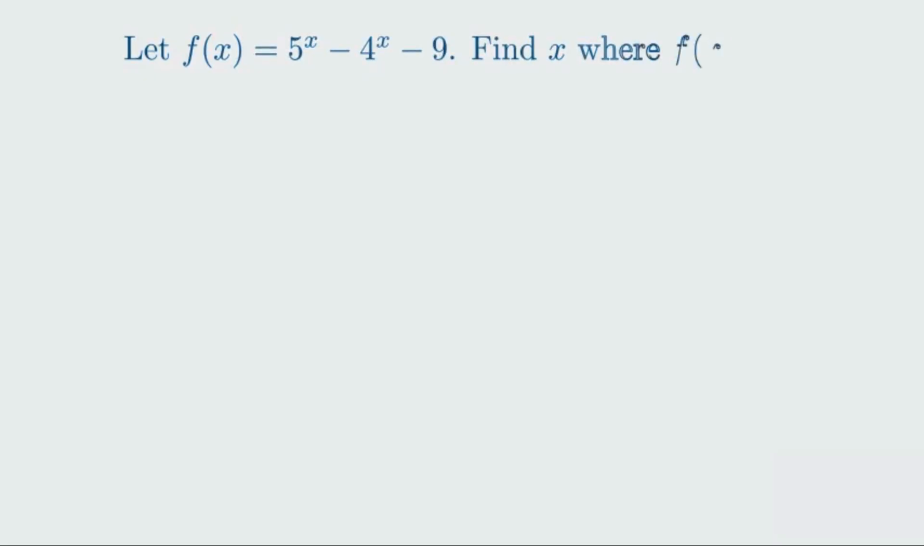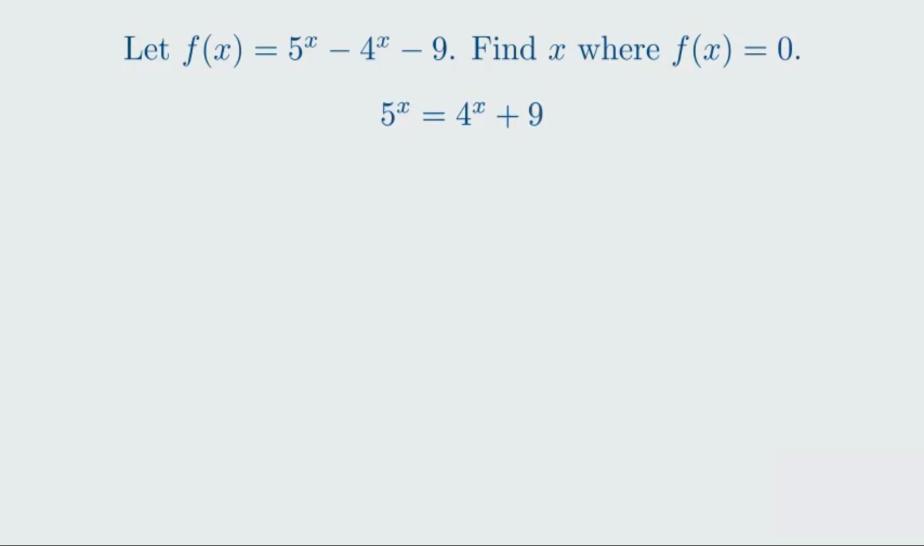Our objective is to first understand why this equation is not as straightforward as it seems. Let's rewrite the equation as f of x equals 5 to the power of x minus 4 to the power of x minus 9, and our goal is to find x such that f of x equals 0. A common first instinct is to try and use logarithms, perhaps by isolating the terms. This would look like 5 to the power of x equals 4 to the power of x plus 9.